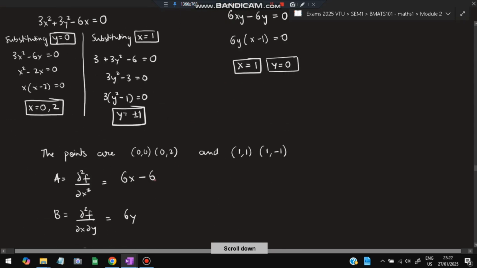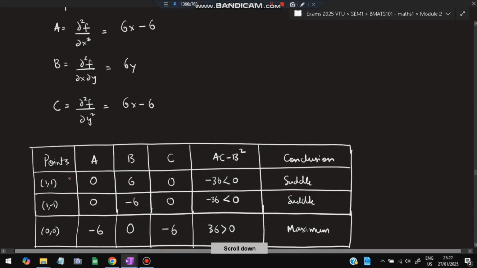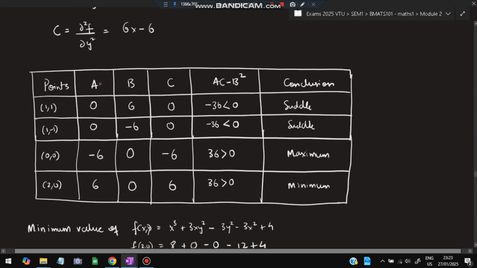These three values will be substituted here, and after that these point values will be taken to the table, and each one by one we'll substitute the A value, B value and C value. Find out this value, and then we'll compare. If it is less than 0, it is a saddle point. If it is greater than 0, we'll consider it and check the A value. A less than 0 means maximum. A greater than 0 means it is minimum.